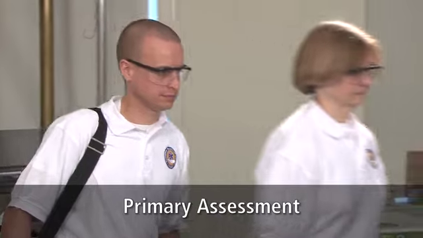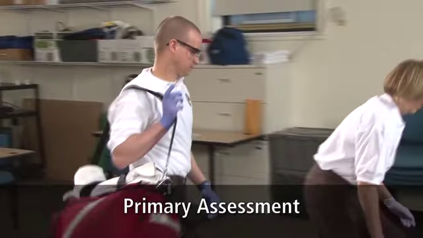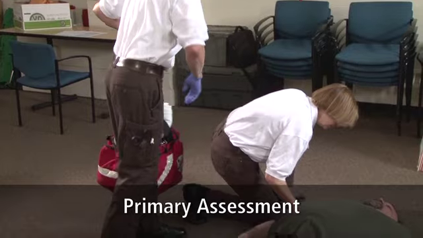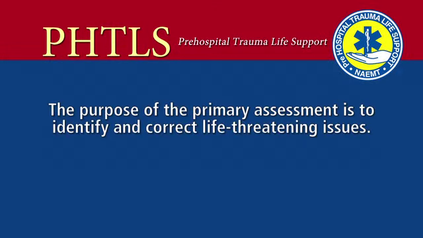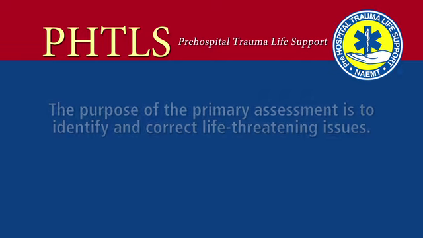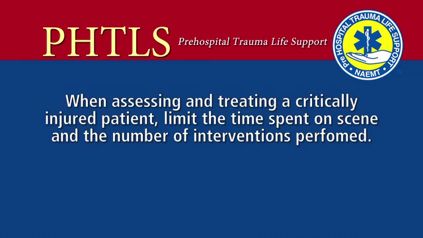Primary assessment. Once scene safety and personal protective measures have been taken, begin the primary assessment. The purpose of the primary assessment is to identify and correct any life-threatening issues as they are encountered. If any life-threatening issue is identified during the primary assessment, correct the threat and consider the patient to be critically injured. When assessing and treating a critically injured patient, limit the time spent on scene and the number of interventions performed to those that are absolutely necessary. At the same time, prepare the critical patient for rapid transport to the closest appropriate facility.